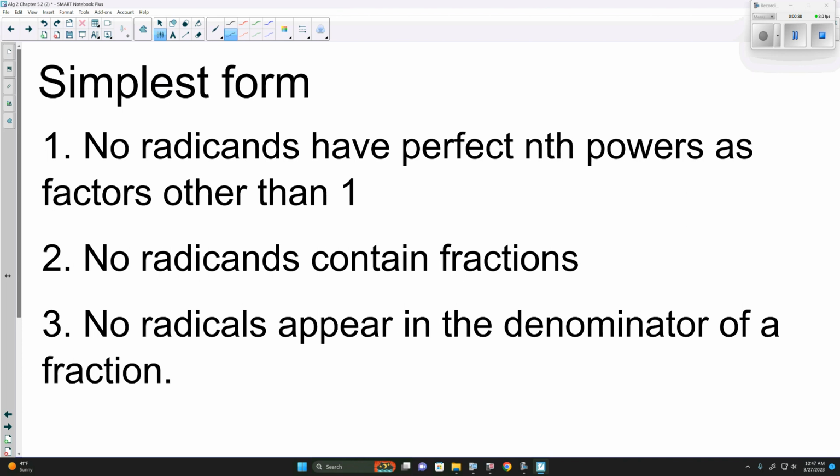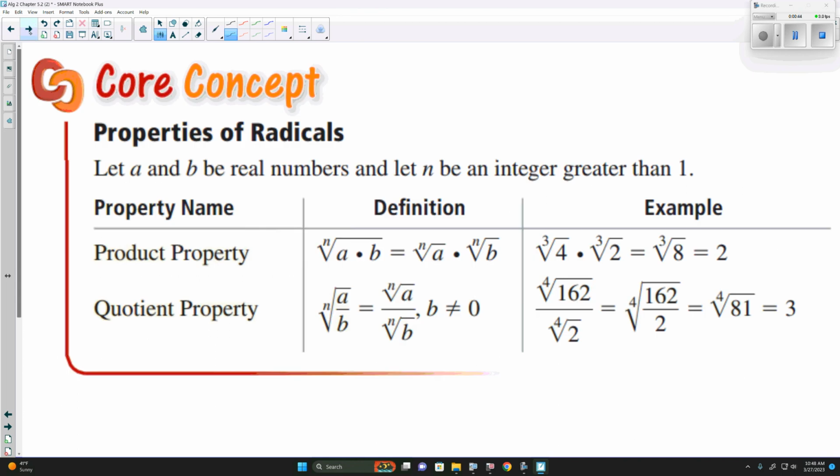Now, the two properties that we're looking at today, and we're going to be utilizing, are these here. The first one says that if we have two things multiplied inside of a radical, we can split them up as two separate radicals. So the nth root of a times b is the same as the nth root of a times the nth root of b. We can also take it the other way around. We can take the two individual ones and multiply them back together.